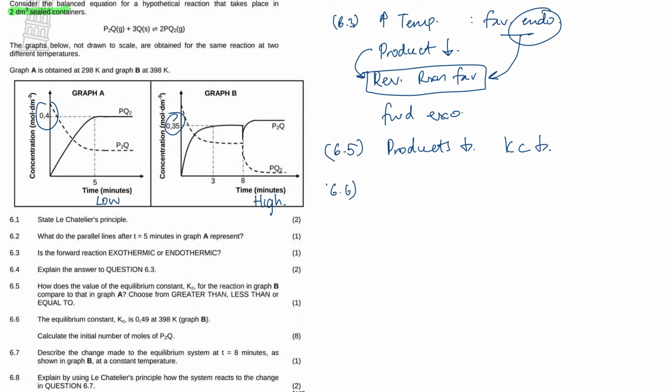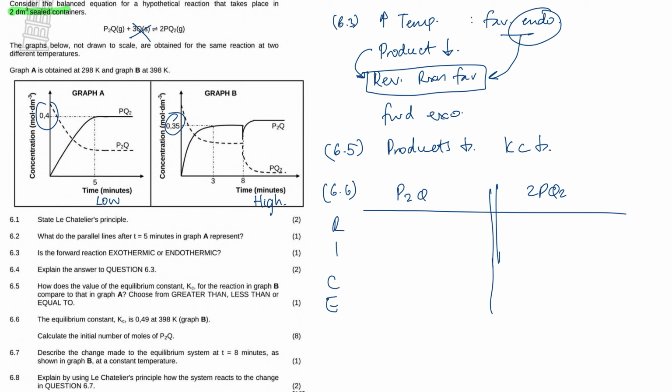Question 6.6, the equilibrium constant Kc is 0.49 at 398 Kelvin. Calculate the initial number of moles of P2Q. So here I will do a RICE table. P2Q, I'm not going to include the Q because it's a solid. So I'm going to have a solid double line here, and then 2PQ2. Now RICE, the ratio is 1 to 2.